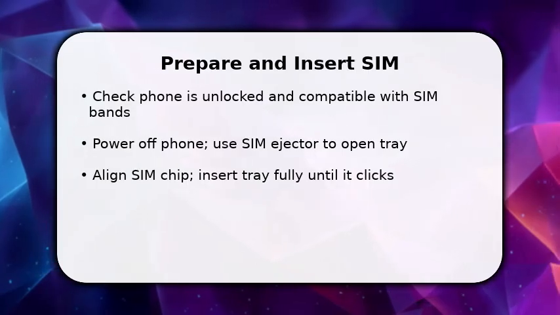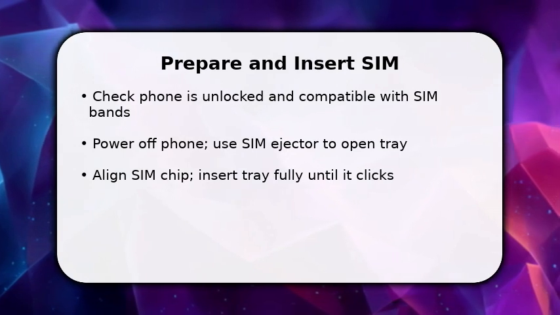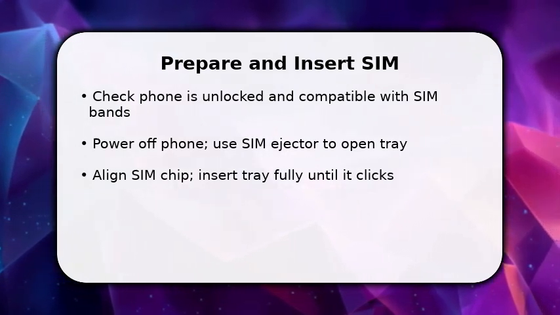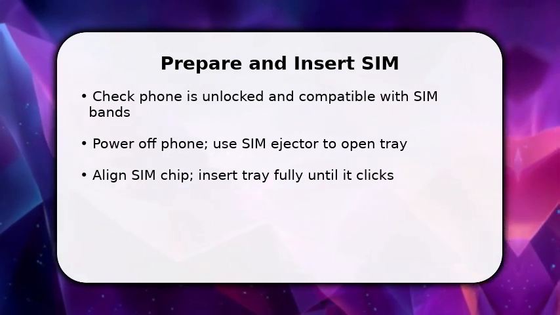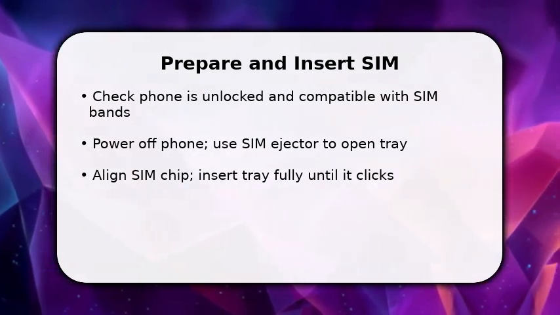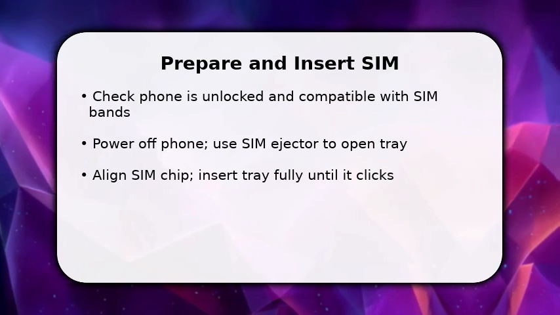You start by confirming your phone is unlocked and supports the Simba SIM bands. This prevents provisioning failures. Once done, power off the device and use the ejector tool to open the tray. Do this gently to avoid damage.